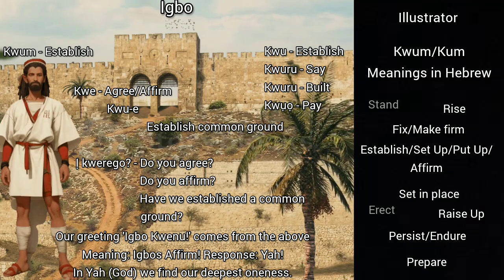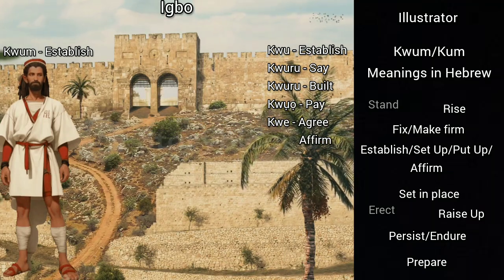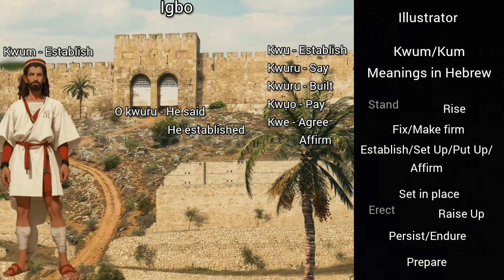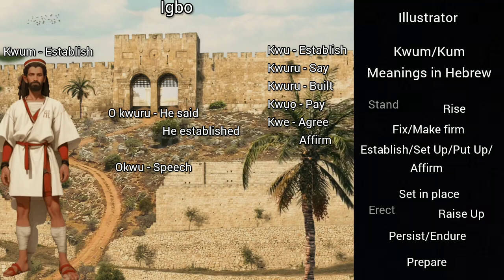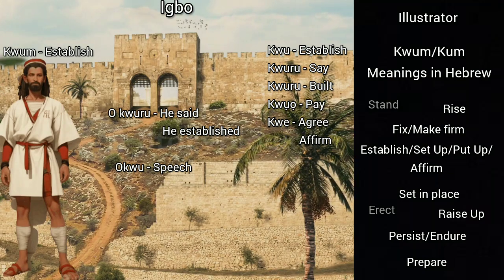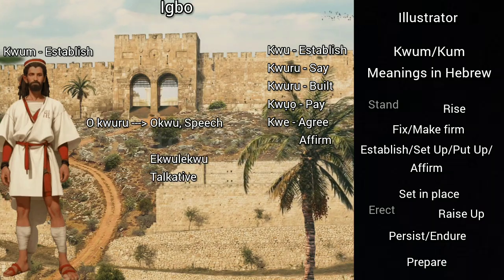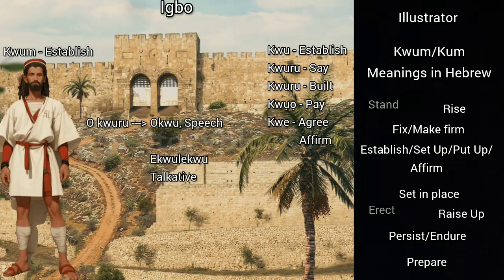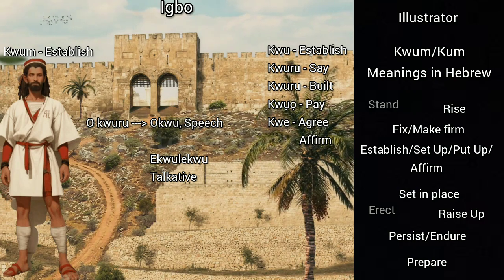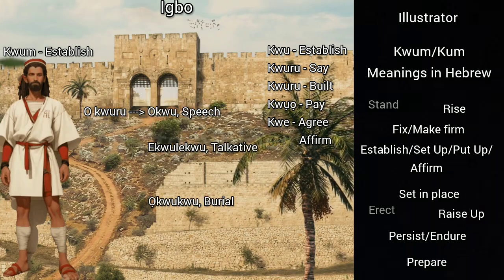We can then go into the noun applications of some of these words. Now from the first one, Okuru, he said, or rather he established, that is where we brought out the noun Oku. Oku in the Igbo language means your speech, a word, etc. Another noun there is Ekuleku, for a talkative, one who establishes a lot of things with their mouth. Another noun that came out from this verb, to establish, is the Igbo word Okuku. That Okuku actually means a burial.